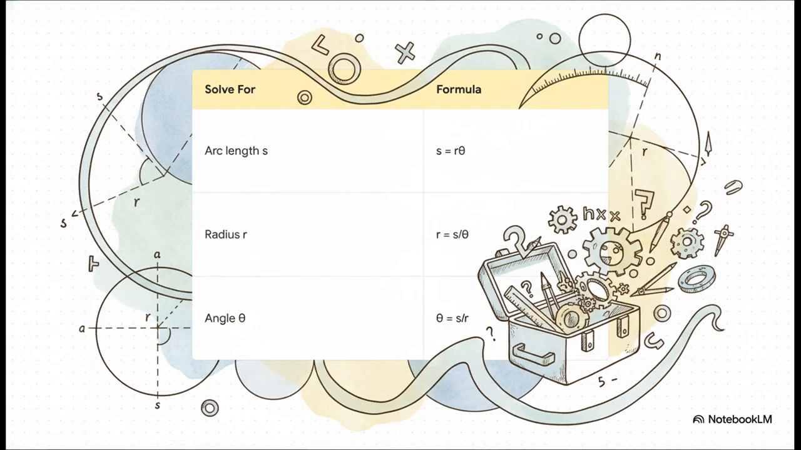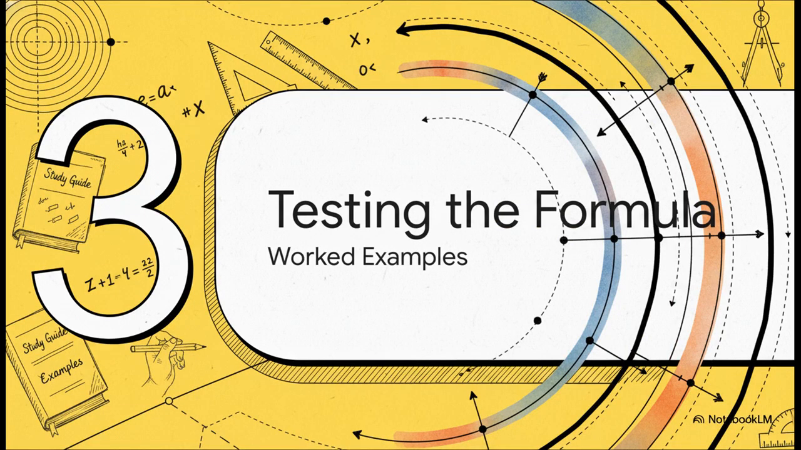And what's so great about this little formula is just how versatile it is. It's like a Swiss Army knife. If you need the arc length, you use it as is. But hey, what if you know the arc length and need to find the radius or the angle? You just rearrange it. It's a whole toolkit in one simple equation. All right, enough theory. The best way to really get a feel for a formula is to see it in action, right? So let's put this thing to the test with a few examples.